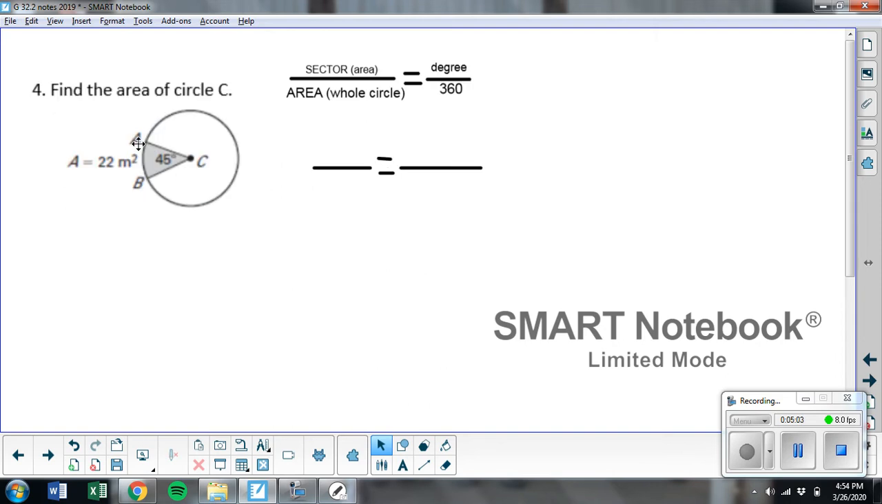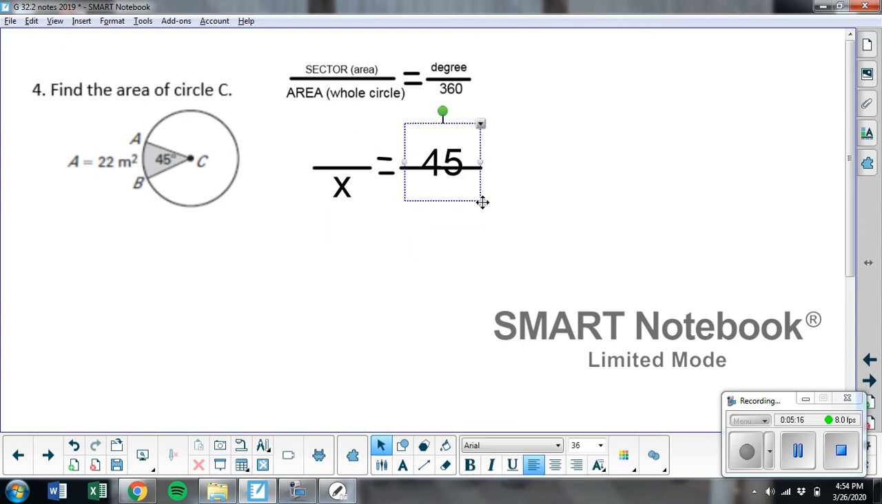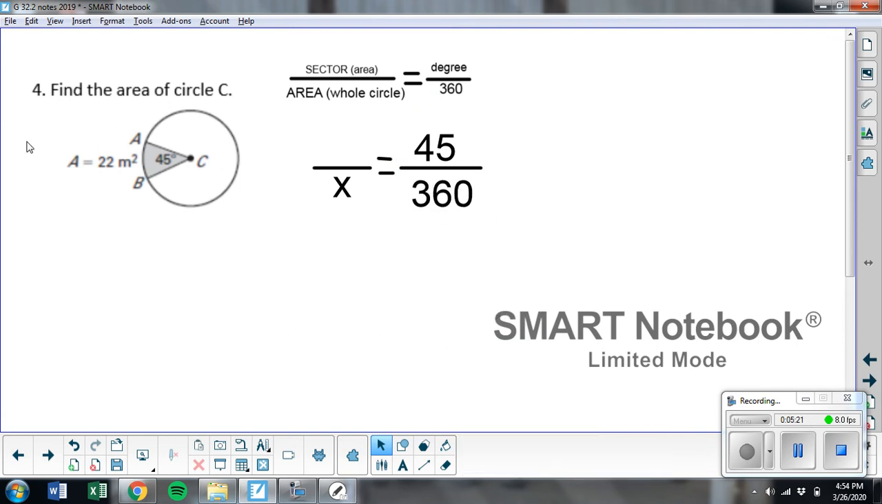Number 4, find the area of the circle this time. So this time we don't know the area of the circle, so x is going to be down here for area of the circle. My degree is 45. And it's telling me that the area of this sector, it should have an arrow, but this 22 here is pointing to this area of the sector, and I know that because if it was the area of the circle, that wouldn't be the question. Find the area of circle. They wouldn't just tell me. So that's going to be the area of this sector.